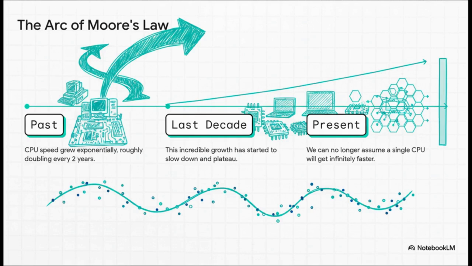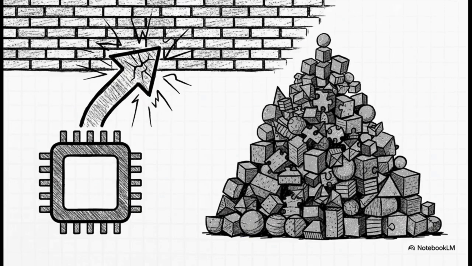But look at this timeline. In the last decade or so, that incredible curve has started to flatten out. We're hitting a plateau. We're just physically running out of room to shrink transistors any smaller. And here's the big takeaway from all this. It means that the era of just waiting a couple of years for a much faster computer to come along and solve our biggest problems, well, that era is kind of over. The speed of a single machine just isn't growing like it used to.